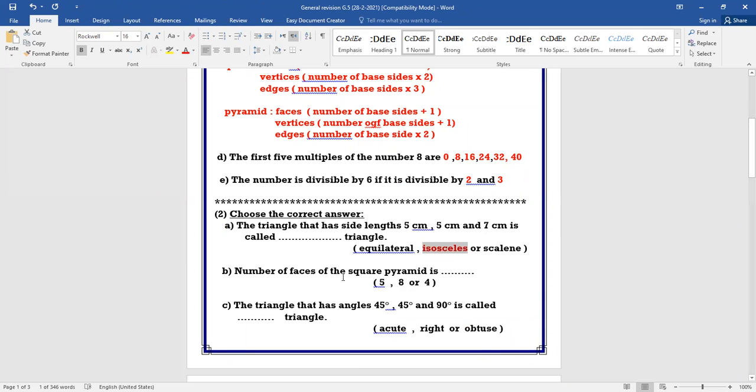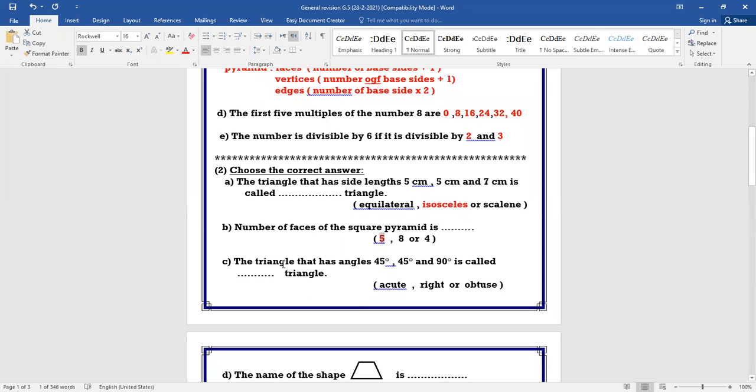Okay. Number of faces in a square pyramid. Yasin, go ahead. Five. To find the number of faces, we take the number of base sides plus 1. The base of a square pyramid is a square, it has 4 sides. To find the number of faces, we add 4 plus 1, it will be 5. Thank you, Yasin.